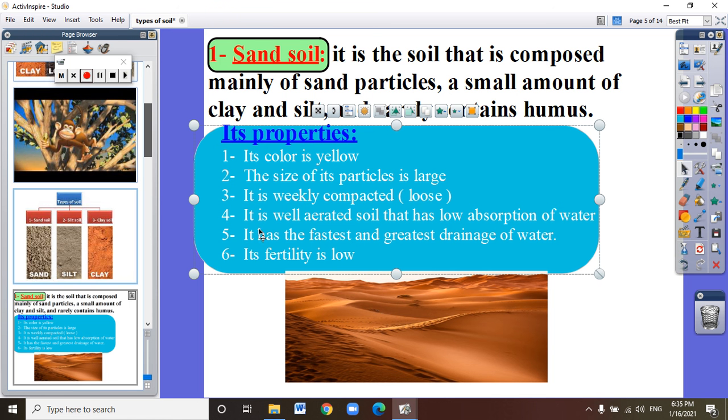Number 4, it is well aerated soil that has low absorption of water. Well aerated soil means that there is a fine amount of air inside it. Number 5, it has the fastest and the greatest drainage of water. Number 6, its fertility is low because it rarely contains humus.